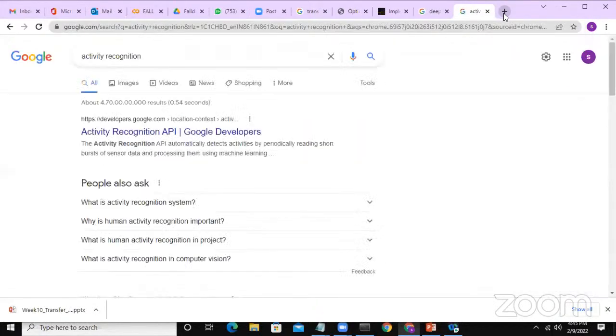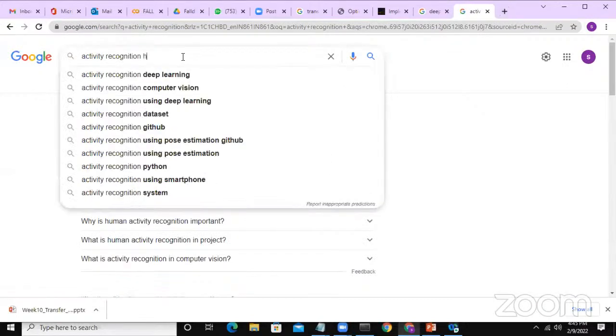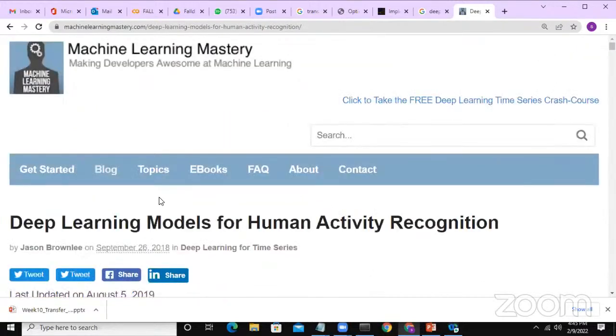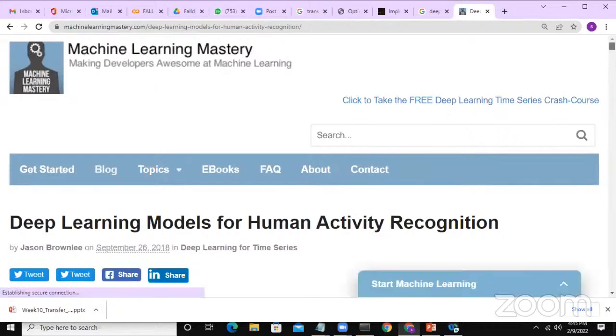Okay, in this the context is activity recognition. So here we are looking at activity recognition with respect to humans, right? So why do you need activity recognition? You can find this very nicely from this blog: why human activity recognition is important. This is available under machine learning mastery.com.